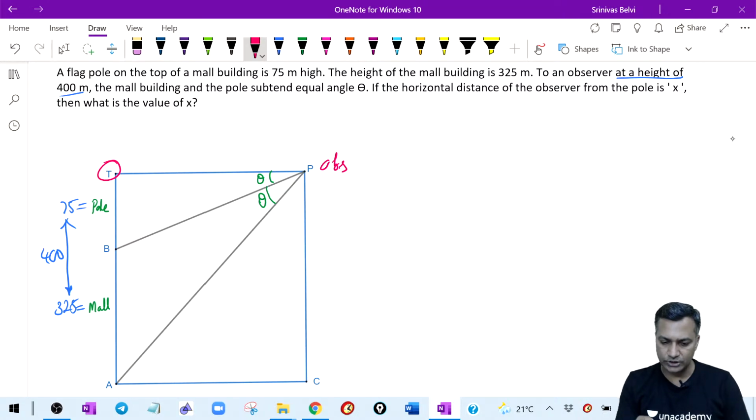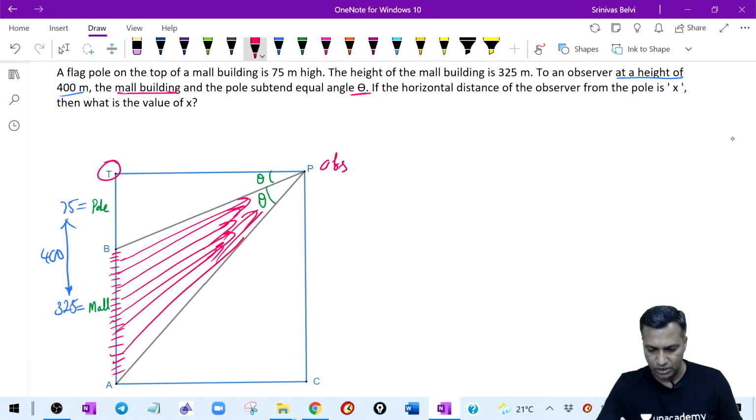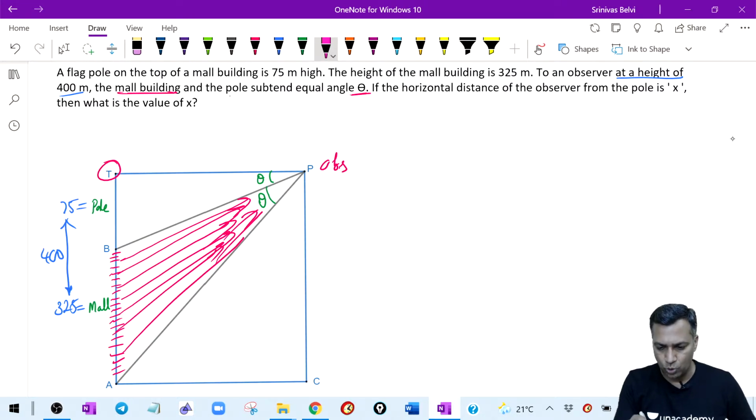What is the author trying to say? He is saying that the mall building subtends an angle theta, which implies this whole red hashed stuff, the mall building, subtends an angle theta at the eye of the observer. Similarly, the author is also saying that the pole also subtends an angle, and both of them subtend equal angles.